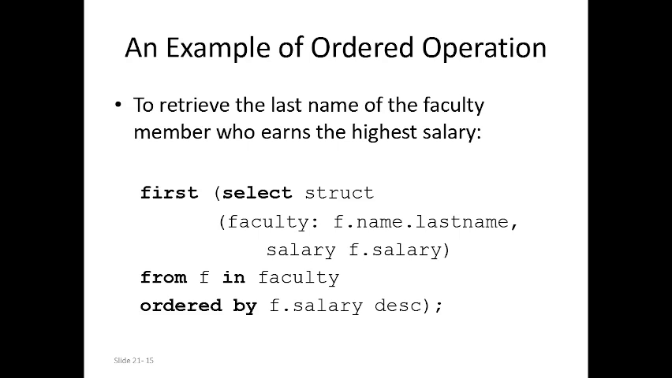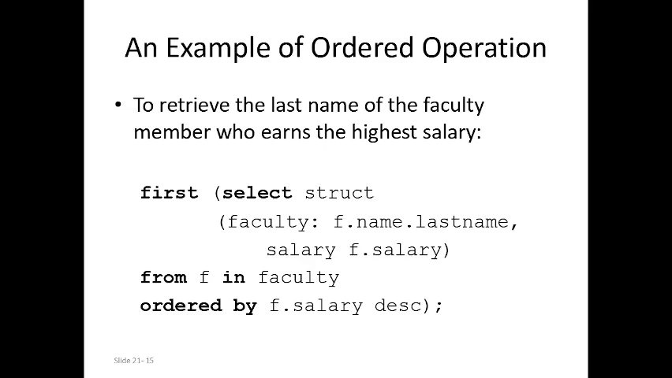Example of an ordered operation: to retrieve the last name of the faculty member who earns the highest salary. So first select a structure, faculty F.name.last name, salary F.salary, from F in faculty, ordered by F.salary in descending order.